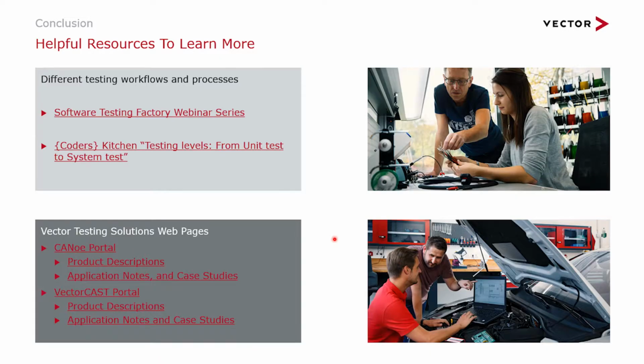Okay, so those were the 5 key testing capabilities I wanted to bring out to you today. I threw this slide together just as a helpful resource for you. I've got a couple links up at the top. We did a software testing factory webinar series. It's a great series. You'll see more of the tools in action and how to set them up and how they implement all 4 of those workflows I just got done talking about, or those 4 processes.